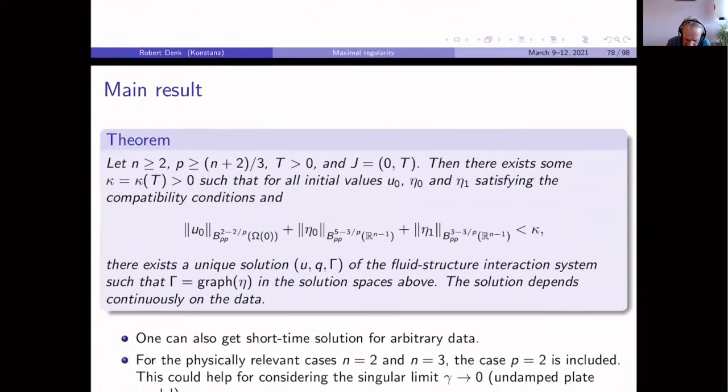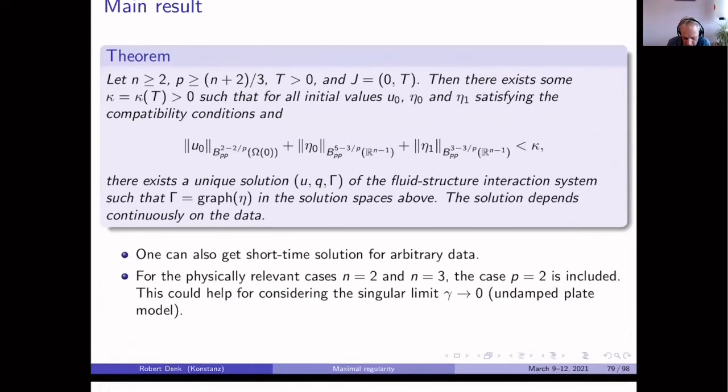And then the main result tells us that in these spaces, we have a unique solution. More precisely, I have n greater or equal to 2, p greater or equal to (n+2)/3, and a finite time, which is arbitrary but fixed. Then there exists some constant kappa such that for all initial values in these spaces, satisfying appropriate compatibility conditions, which are small, so I have small initial data, we have a unique solution of the fluid structure interaction system. It's still the graph of a function, and the function has this smoothness in the function space described before.